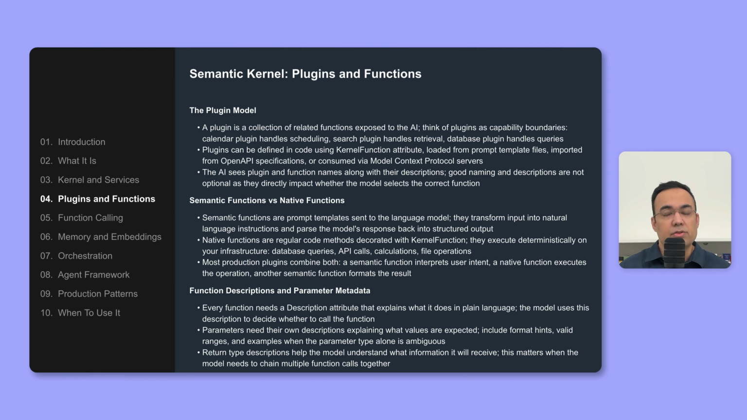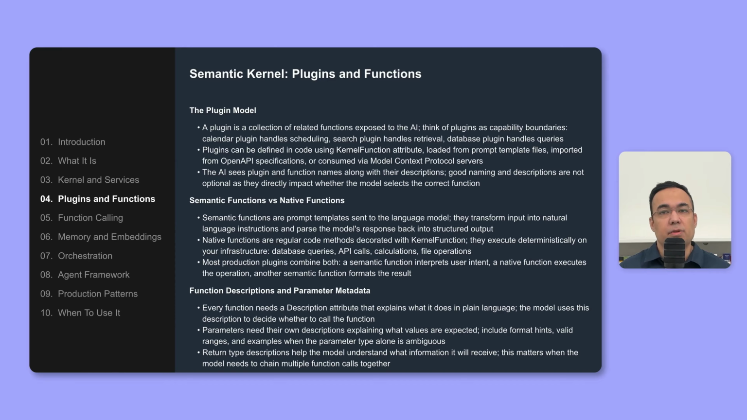There are several ways to define plugins. You can define them in code using the kernel function attribute. You can load them from prompt template files as well. You can import them from OpenAPI specifications if you already have REST APIs documented. And now you can also consume them via MCP servers, which opens up integration with a growing ecosystem of MCP-compatible tools.